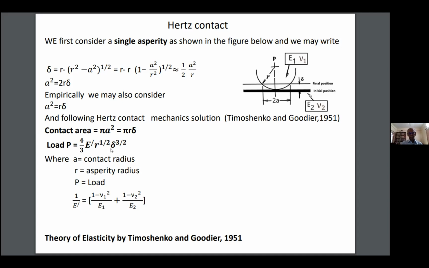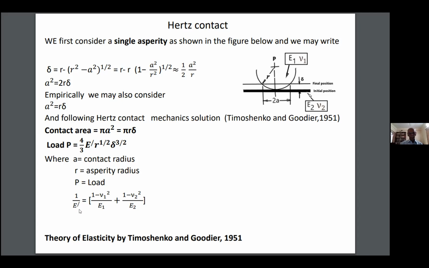Now let us not go into the derivation. It is a simple derivation, but I'm not going into it. But let us understand the equation. A is the contact radius, and a square is pi r delta. And R is the radius of the asperity. So this is the asperity, and it is the radius of the asperity.